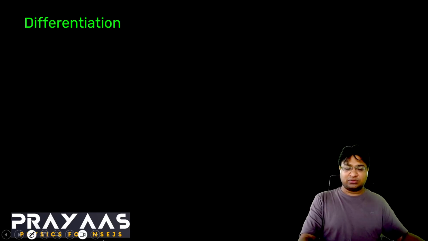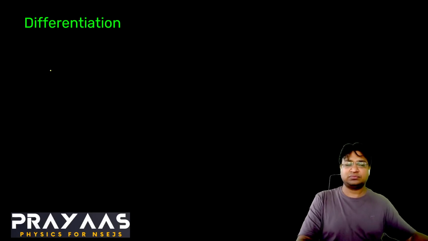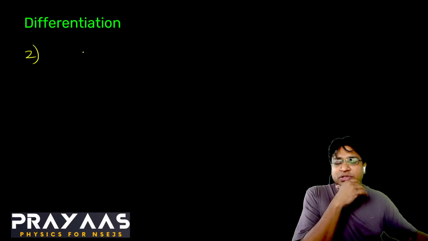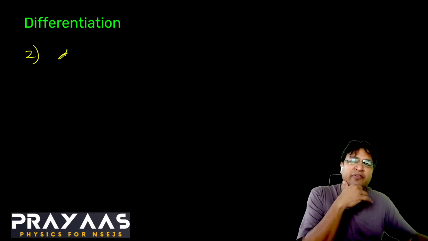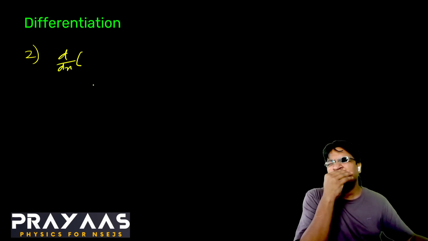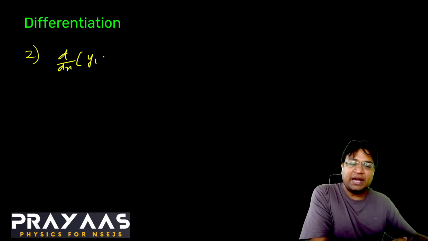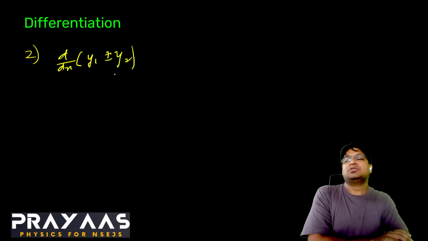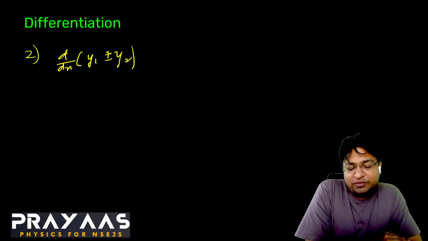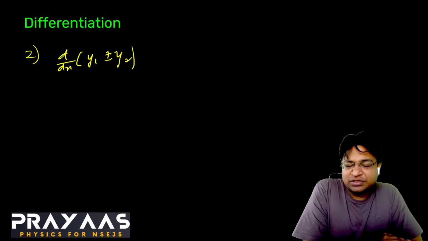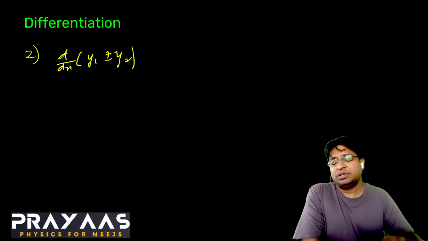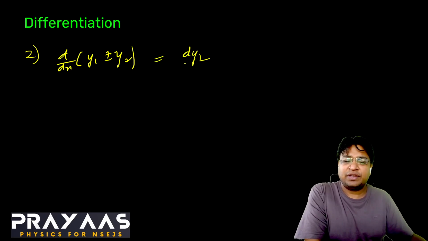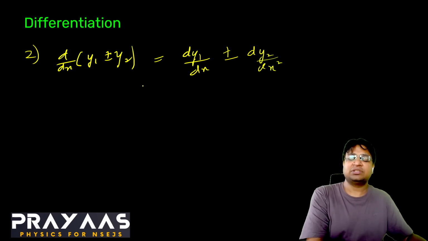Now I'll go to the next rule, rule number two. This rule says that if you have to differentiate a function that you obtained by adding or subtracting two functions, getting it? If we add two functions of x, we get a new function of x. If we subtract two functions of x, we get a new function. In such cases, you can differentiate first and you can add or subtract them later on, whatever it is asking you to do.